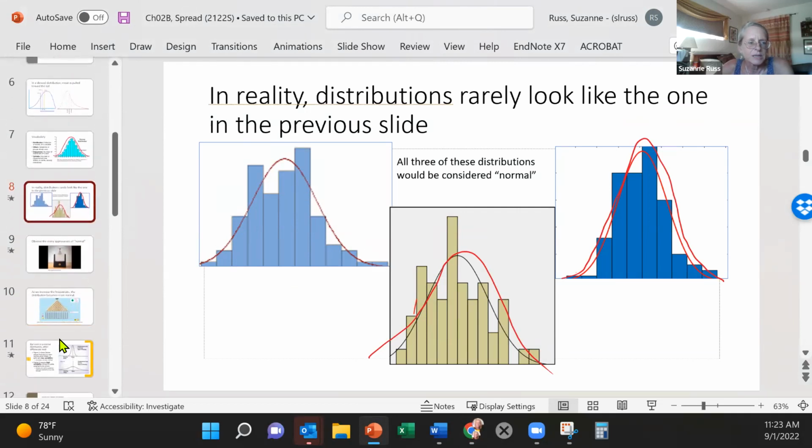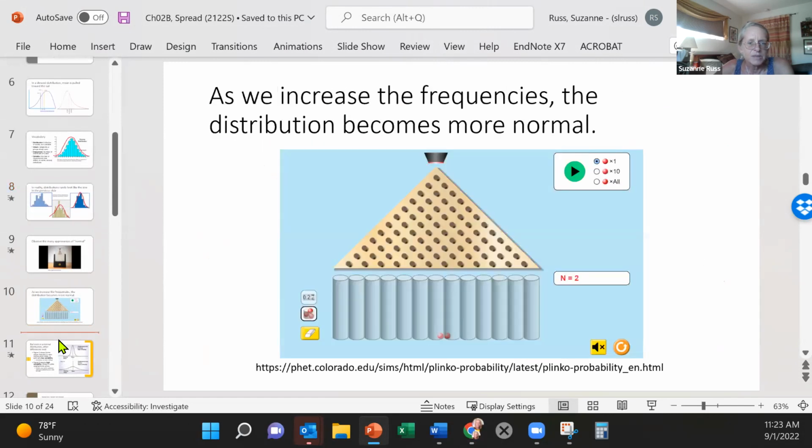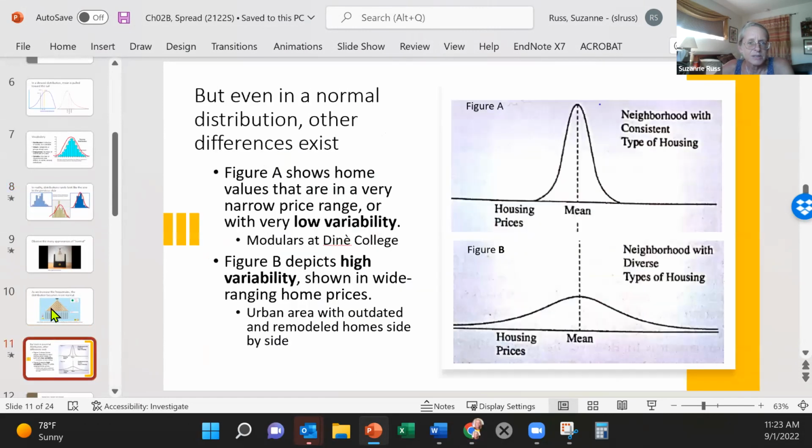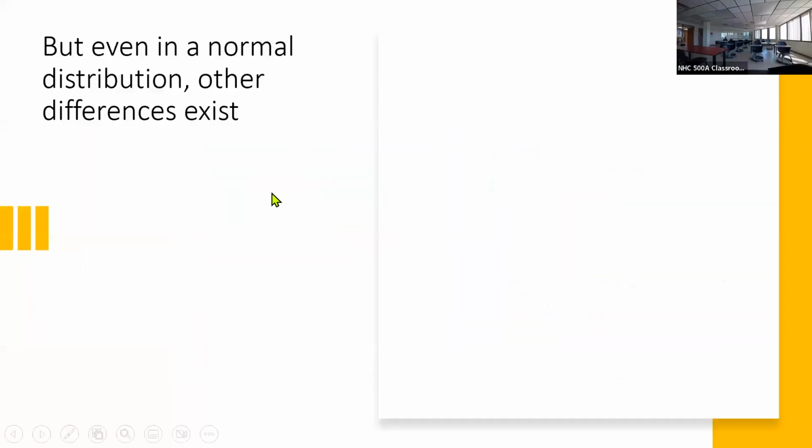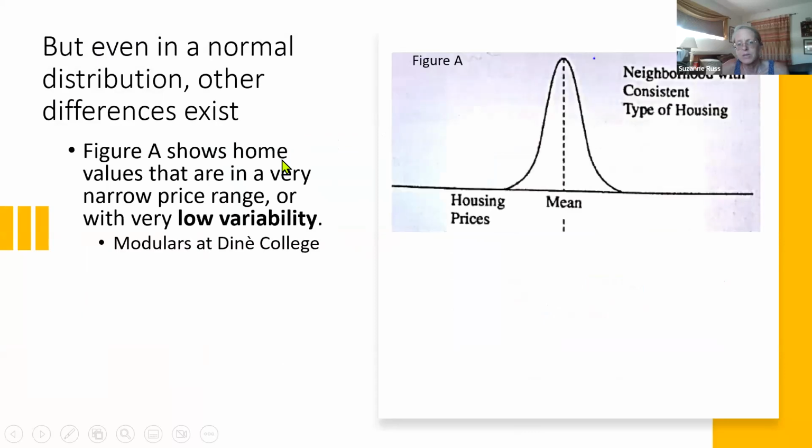So continuing on then, let's give a little more thought to this. Even in normal distributions, even if we have two normal distributions, some differences can exist. So first off, let's look at this distribution. It's kind of tall and skinny. I don't know if I'd say it's exactly kurtotic because I don't really see the heavy tails, but we do have a thin distribution. And let's imagine that these are representing housing prices.